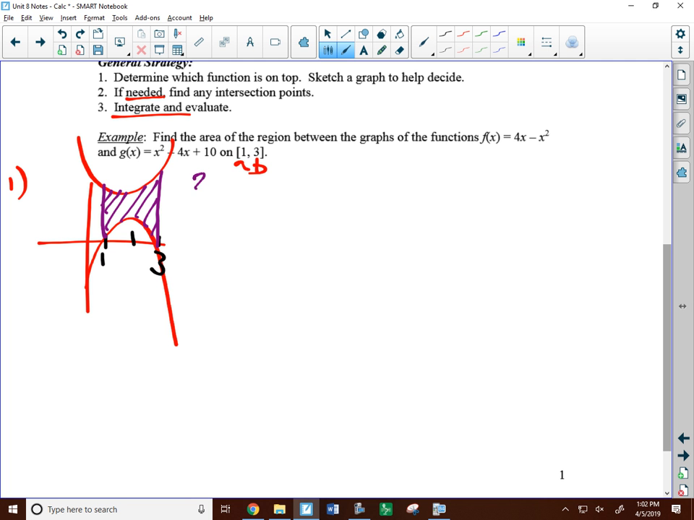Okay, step 2, find any intersection points. There are none, they don't intersect. I should say intersect on our interval. I should add that. None on our interval. So finally, we'll set up our integral and evaluate.